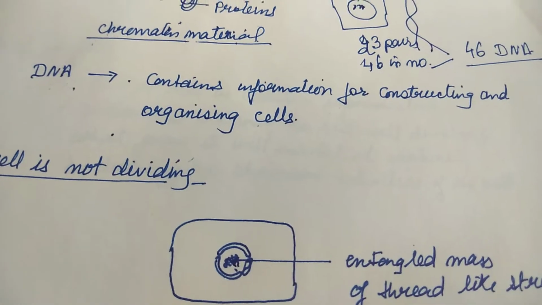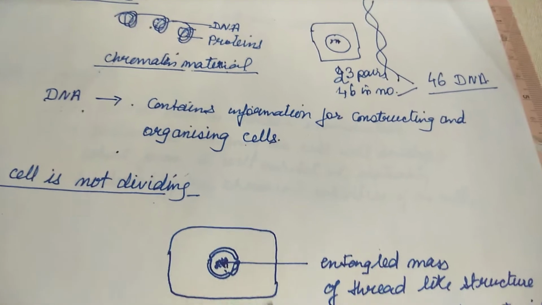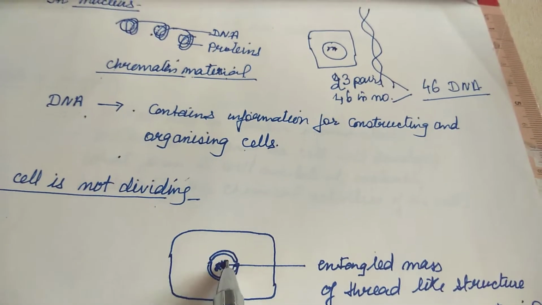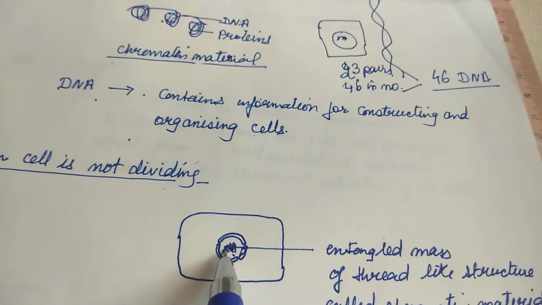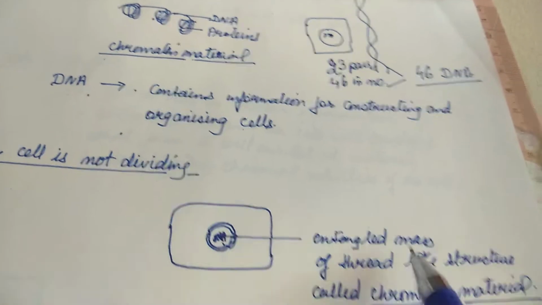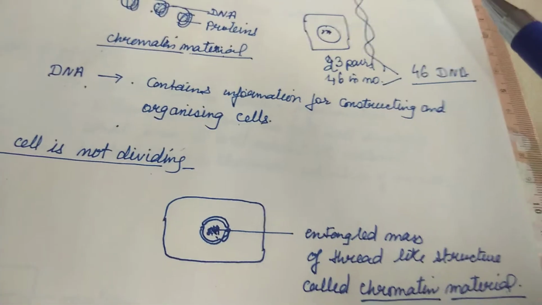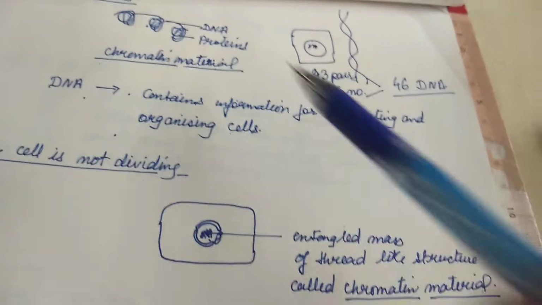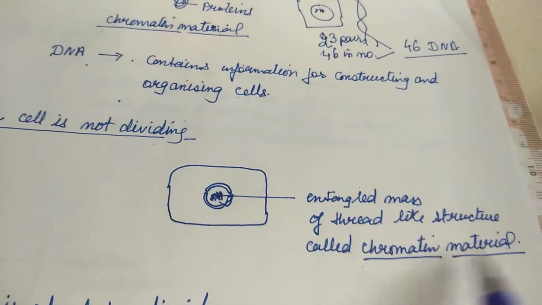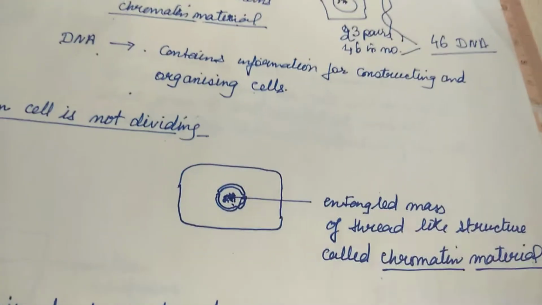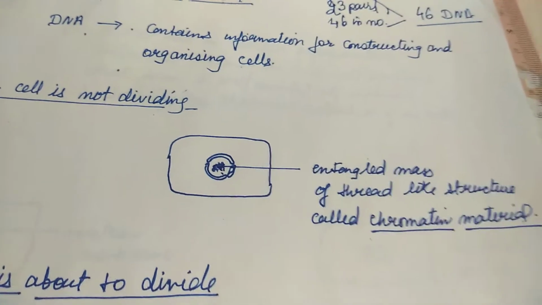How will this nucleus be when the cell is not dividing? When the cell is not dividing, what is there? Same way, there is a membrane. This is the cell membrane. This is the double layer nuclear membrane, nuclear pores, and this entangled mass of thread-like structure, that is chromatin material. What is this chromatin material? Again the DNA and protein. And how is DNA organized? It is coiled around those proteins, the same way that we discussed here. So this way the DNA and protein will remain, and we call that chromatin material. When the cell is not dividing, it's just a thread-like structure, and it is not visible in the microscope. If you look in the microscope, you can't see it clearly in an undividing cell.